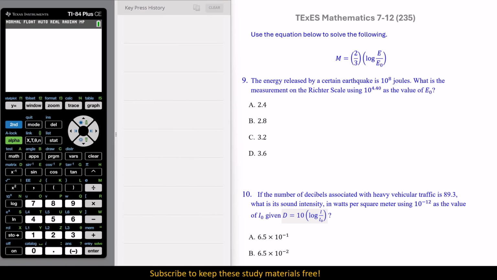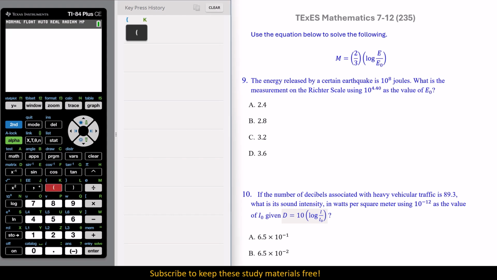Use the equation below to solve the following. Number 9. The energy released by a certain earthquake is 10 to the 8 joules. What is the measurement on the Richter scale using 10 to the 4.4 as the value of E naught, which is the initial value? Well, we have everything we need. All we're doing at this point is plug and play. So let's plug that into our calculator.